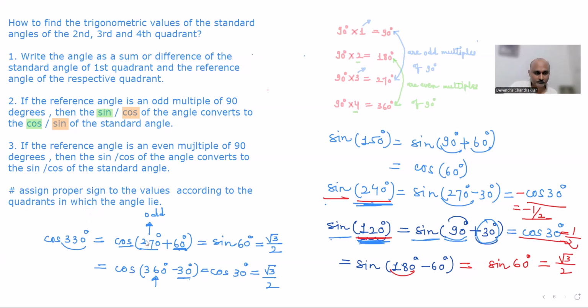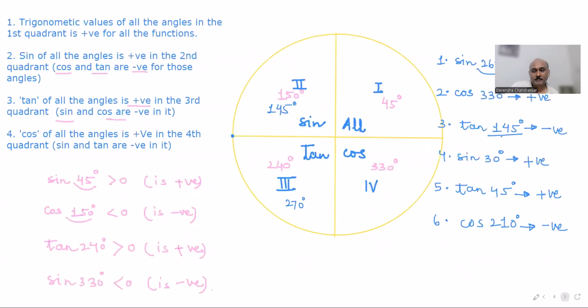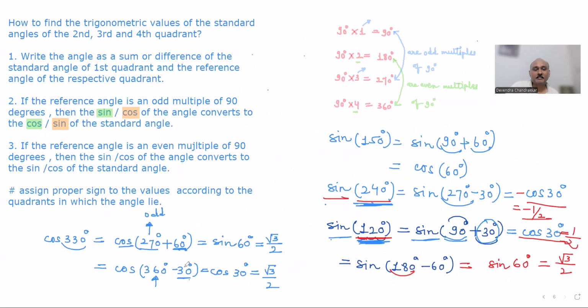Reference angles of the fourth quadrant: 270 and 360, right? So that is how I reached this conclusion, that some angle should be added to 270 or subtracted from 360. Now, these are the standard angles of the first quadrant. Yes or no?